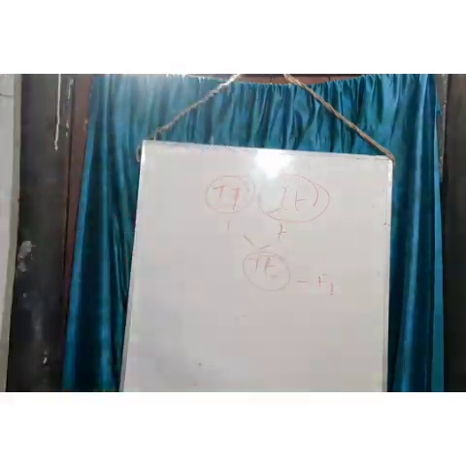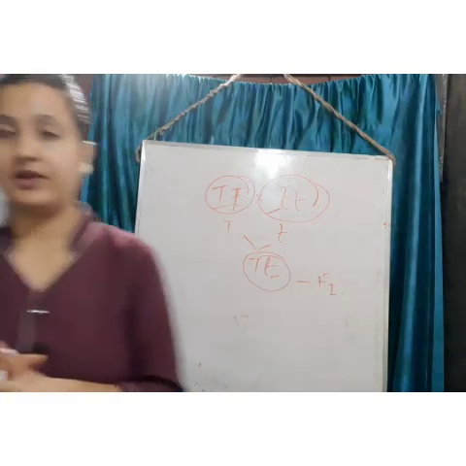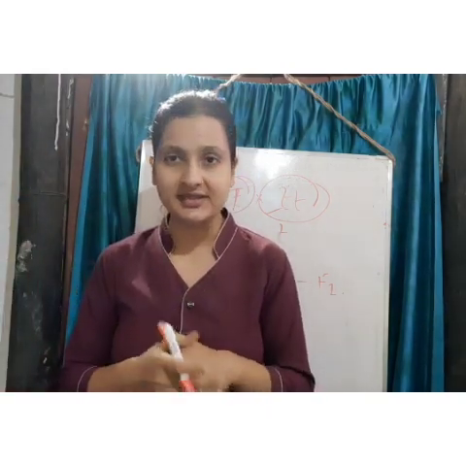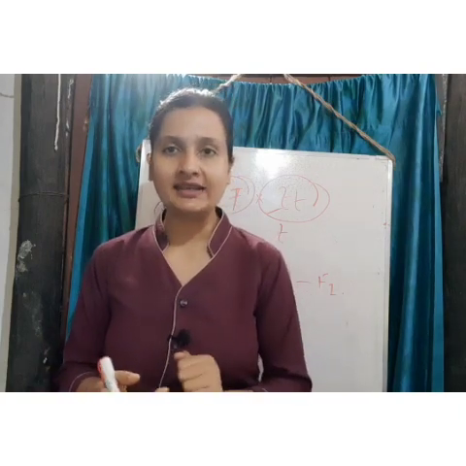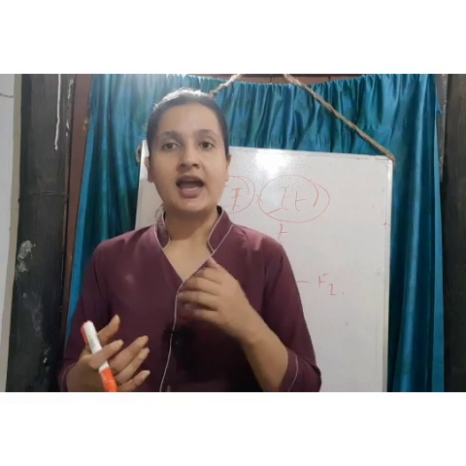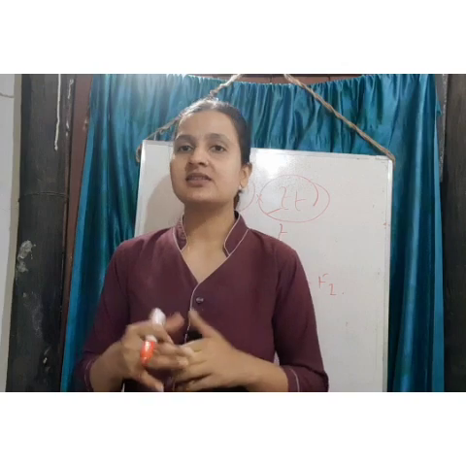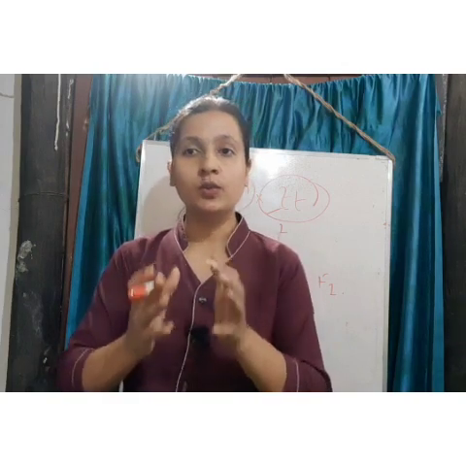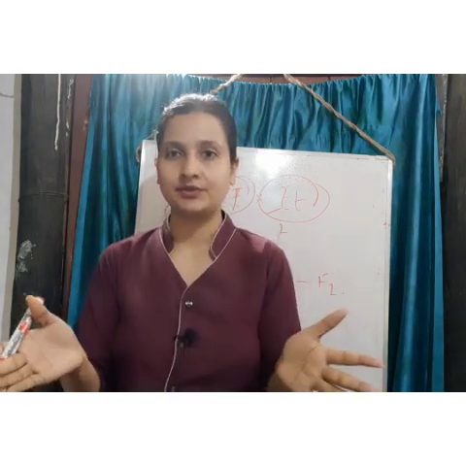So what is the law of dominance? The law of dominance can be defined as: in a cross between two parents with a pair of contrasting characters, only one of the characters is expressed, and that is the dominant character. All right, so this is your law of dominance. Now what is the law of segregation? What does segregation mean? Segregation means to separate, right?